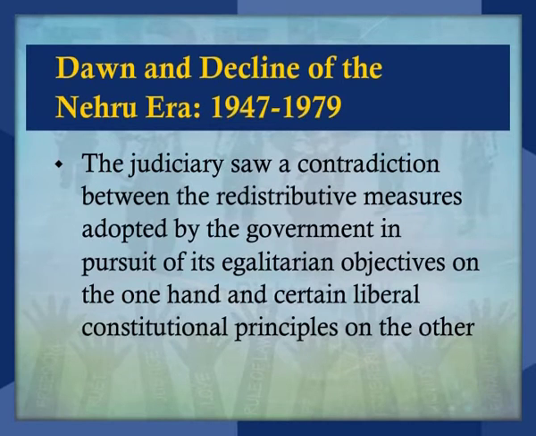However, the judiciary saw a contradiction between the redistributive measures adopted by the government in pursuit of its egalitarian objectives on the one hand and such liberal constitutional principles on the other. The judiciary opposed reservations for the backward classes by invoking the right to equality. It considered the land reform program to be violative of the right to property, and it questioned the bid to nationalize select industries on the ground that the policy ran contrary to the freedom of trade and business. The Parliament wanted to overcome these objections.